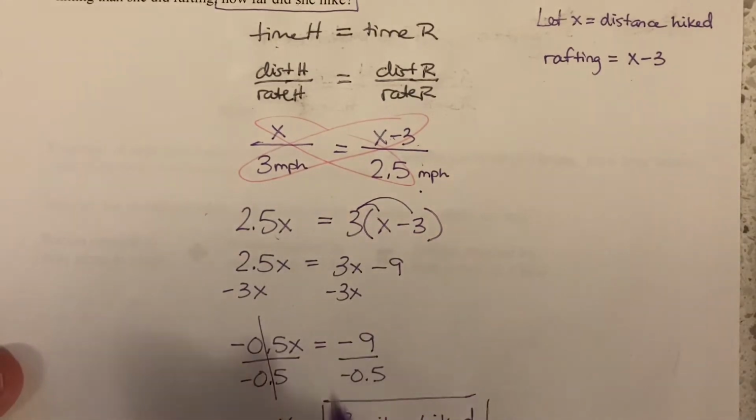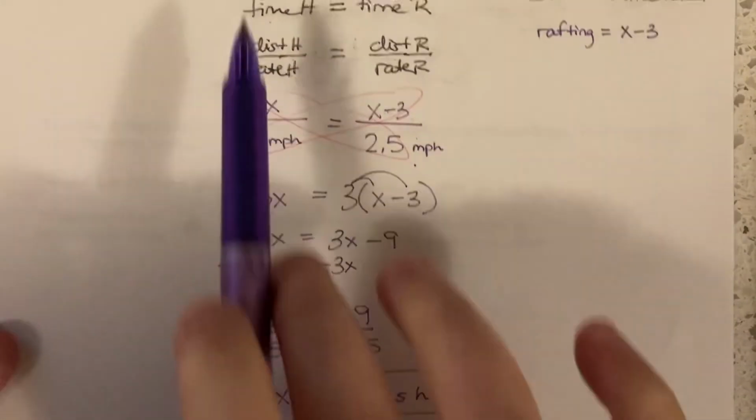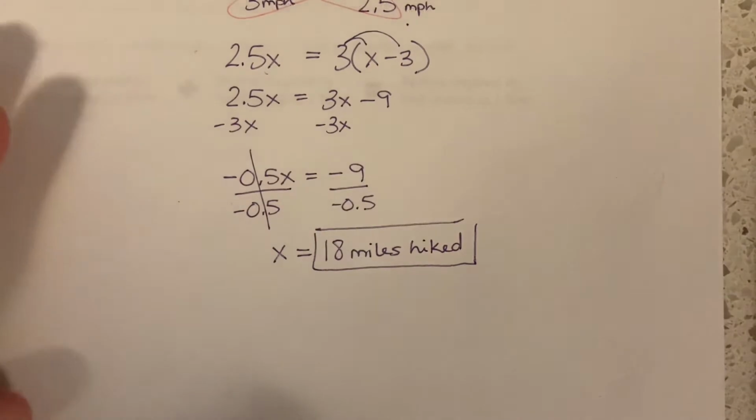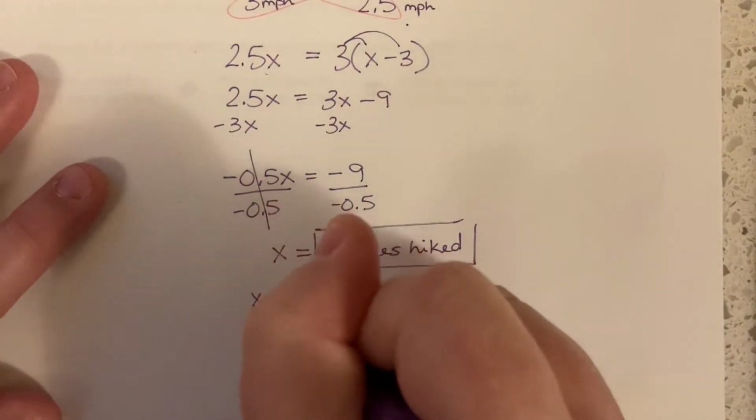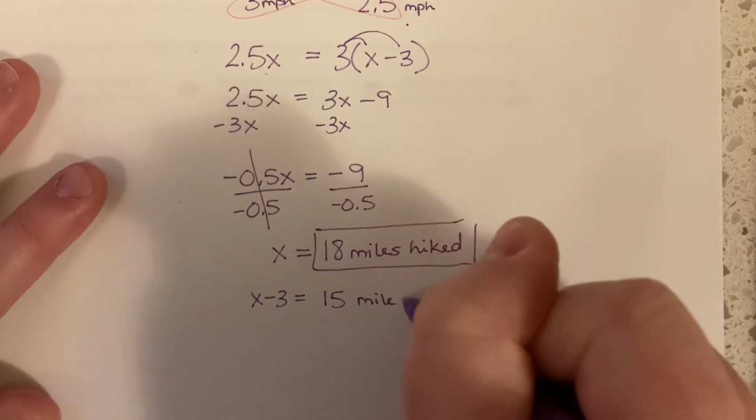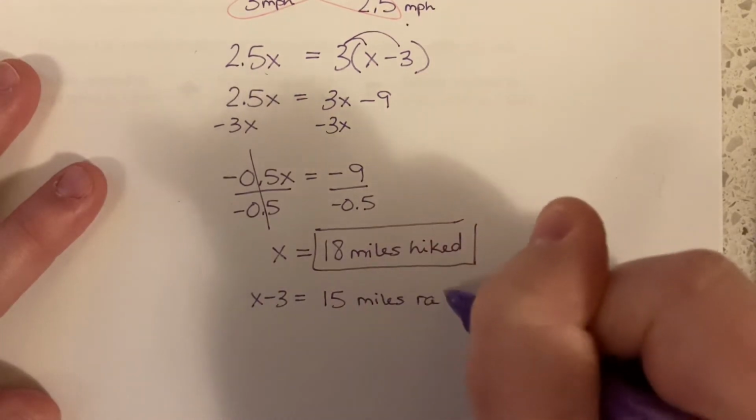And then if they just asked how far she hiked, that's the answer to that. But if they wanted to know how far she rafted, that'd be x minus 3, which would be 15 miles rafted. I don't know. Rafting, I'll say.